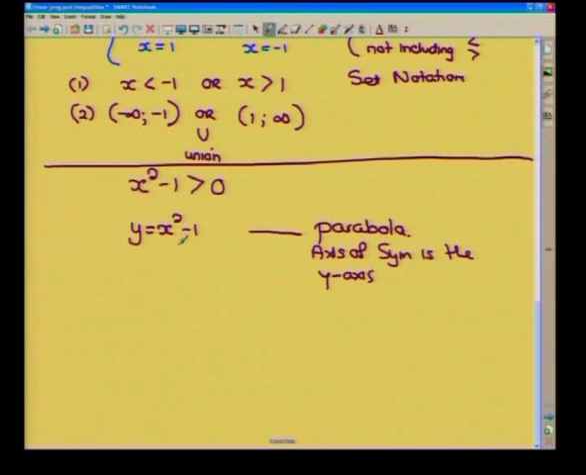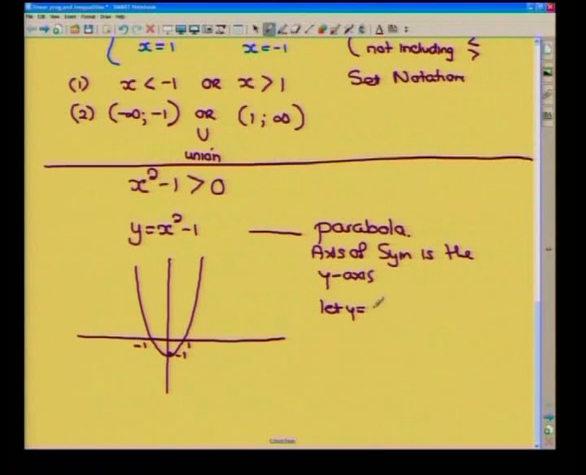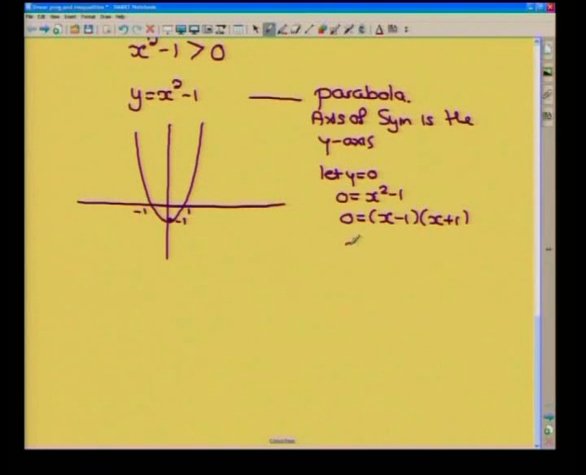So we know that if we drew a little quick sketch of this, it would have its axis of symmetry here. Its turning point would be at its y-intercept, which is there, and it would look like this. Cutting here at -1 and 1. How do I know that? Well, I would have said let y equal 0. And if y equaled 0, I would get x squared minus 1, which means I have (x minus 1)(x plus 1). And if I'm going to solve for that, x is 1 or x is minus 1. So that's how the graph would look.